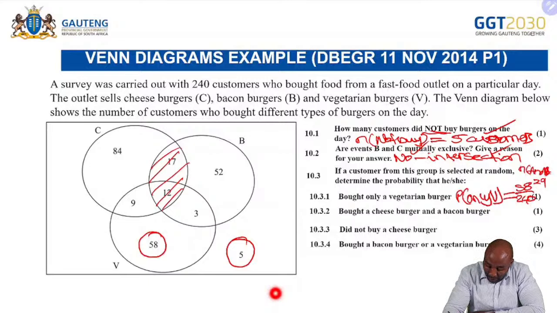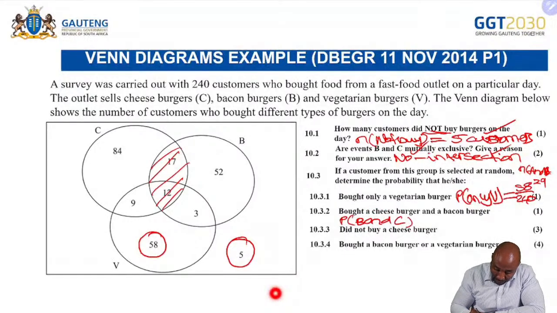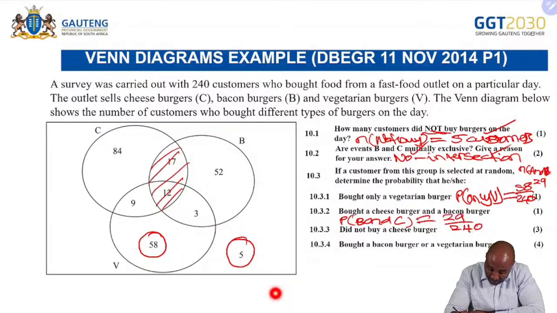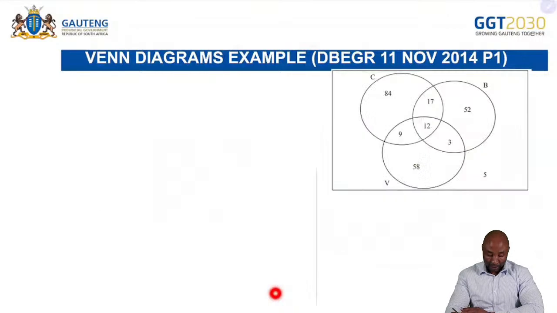Bought a cheeseburger and a bacon burger. A cheeseburger and a bacon burger. Are you able to see that one? The answer is already there. P, we want B and C. And that will give us the shaded region, which gives us 29 over 240. That becomes our answer. We move on to the next one.